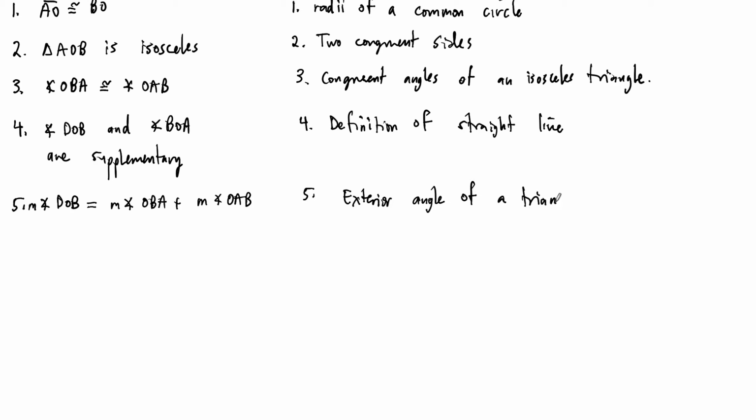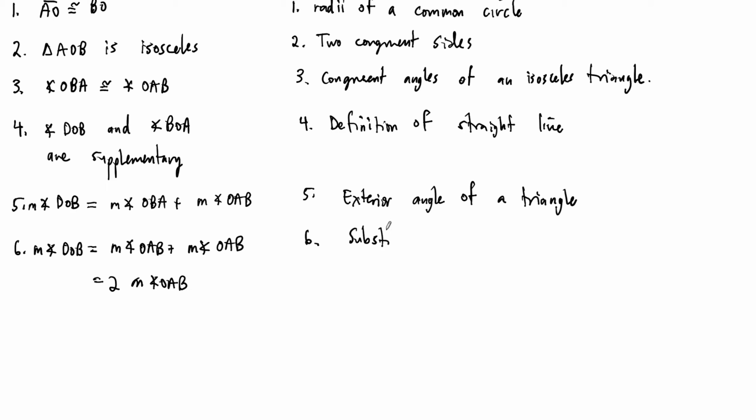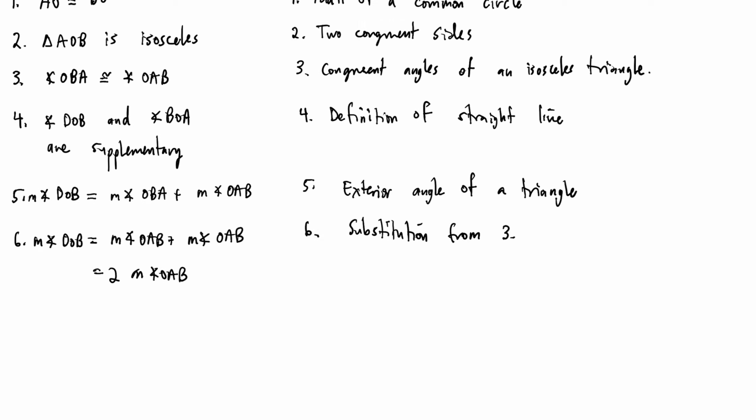And at this point, we can just use substitution from these previous properties, right? So OAB is congruent to OBA, and so step 6 here is that the measure of angle DOB is equal to the measure of angle OAB plus the measure of angle OAB, which is the same as 2 times the measure of angle OAB. And this is substitution, right? Substitution from step 3. All right, and so this gets us part of the way there.